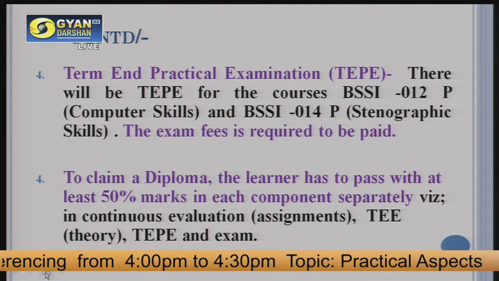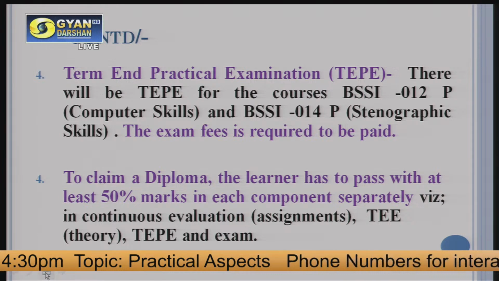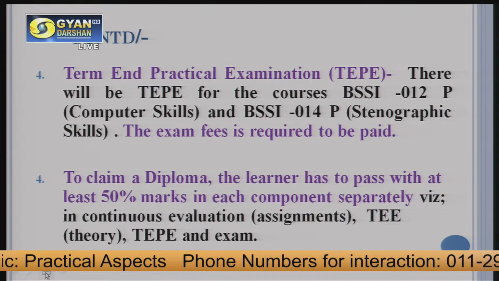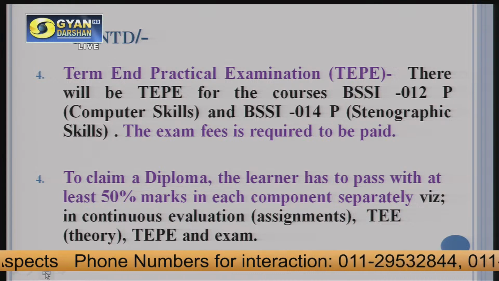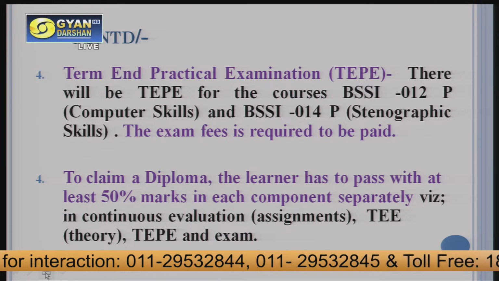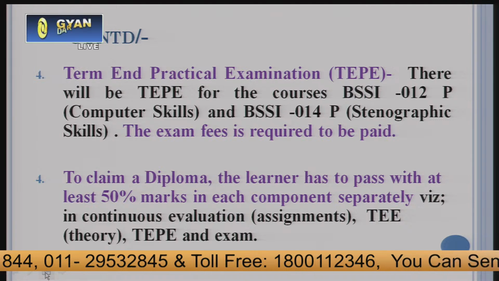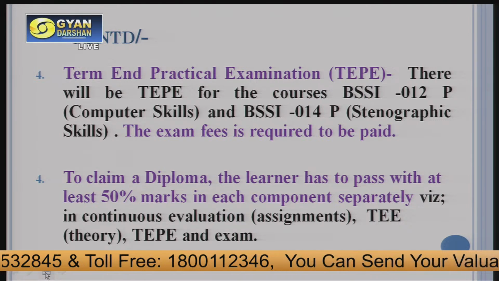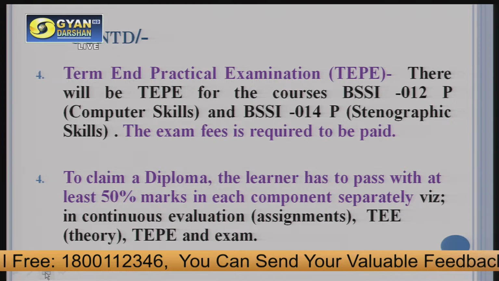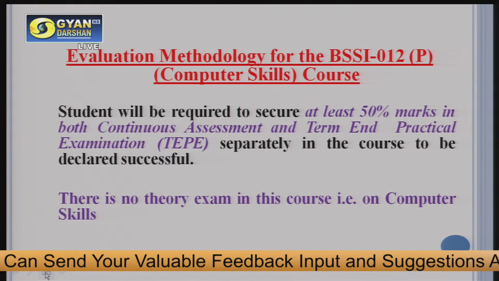Now, in order to claim the diploma, you have to pass with at least 50% marks in each of the components separately. Whether we are talking about continuous evaluation in the form of assignments, your term end examination theory papers, or the term end practical examination, in all these 3 components, you have to get at least 50% marks, then only you will get a diploma.